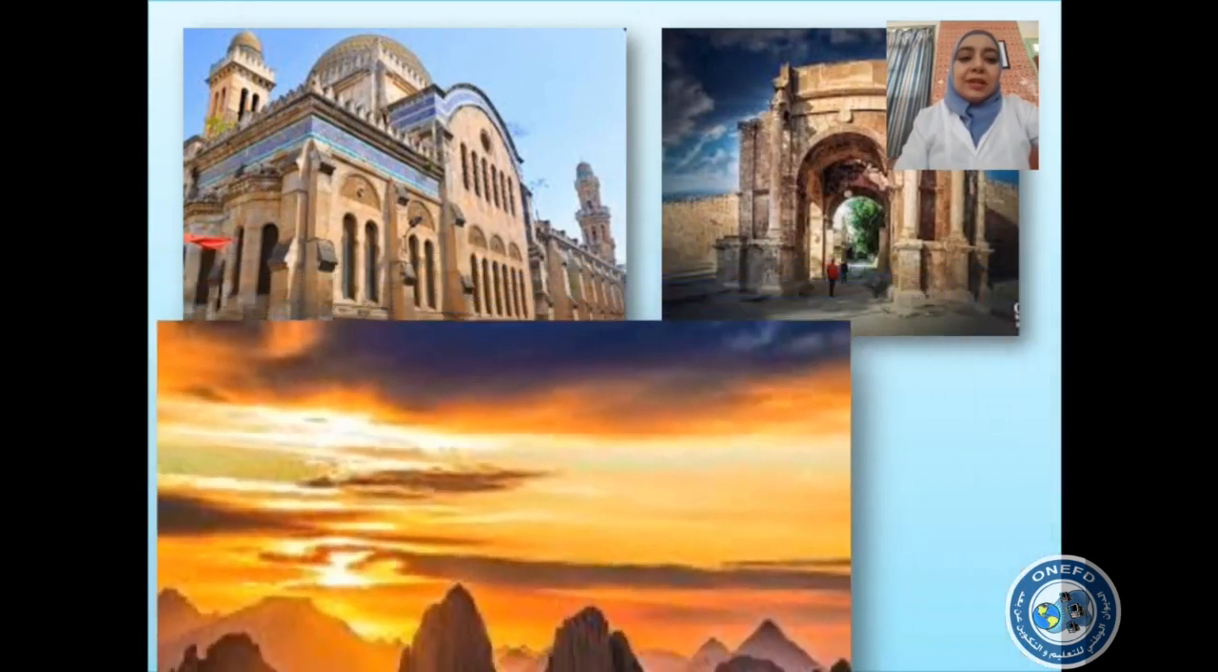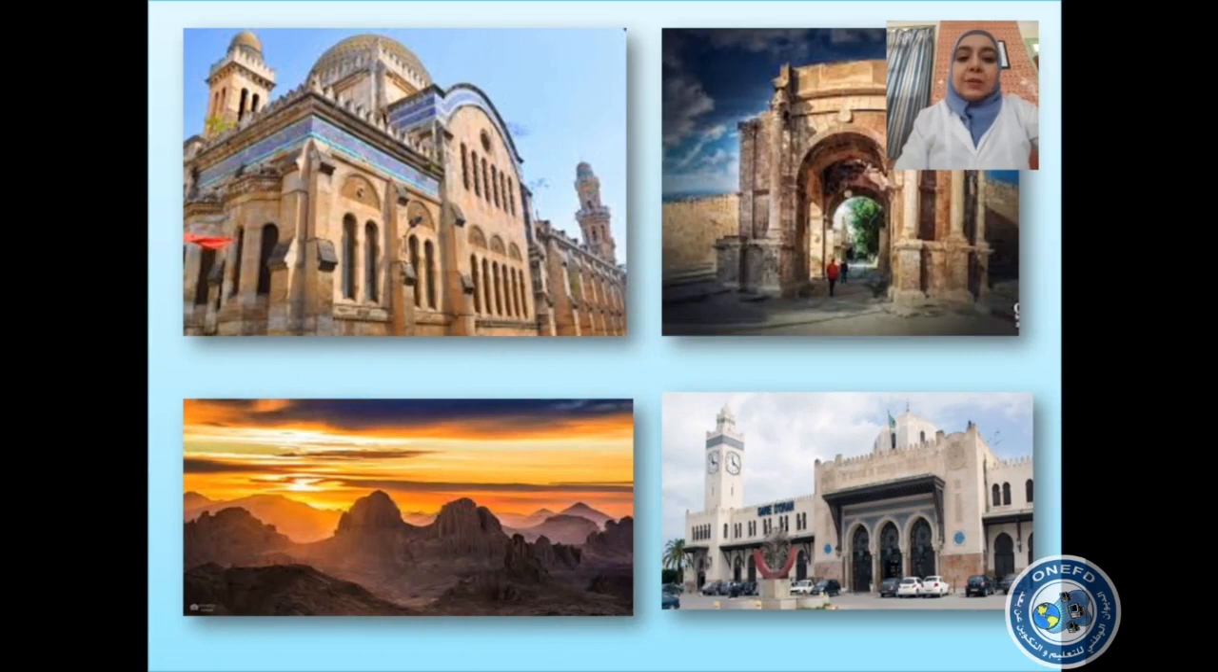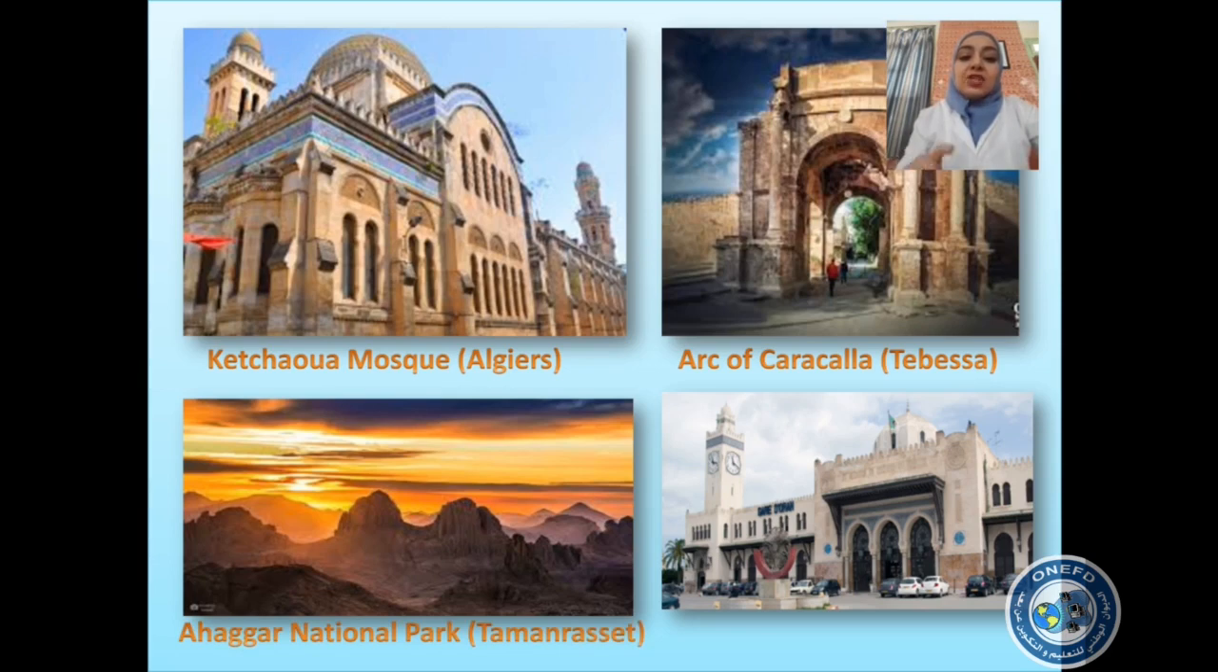And number three, and number four, here we have four. Can you name them? What is number one? Number one is Ketchaoua Mosque, the famous Ketchaoua Mosque in Algiers. Number two, it's in my city, it's in Tbessa. This is the Arch of Caracalla in Tbessa. Ahaggar National Park in Tamanrasset. And this is the train station, the famous train station of Oran.